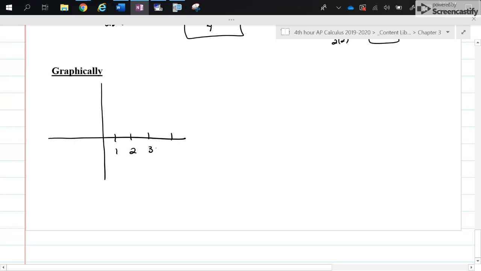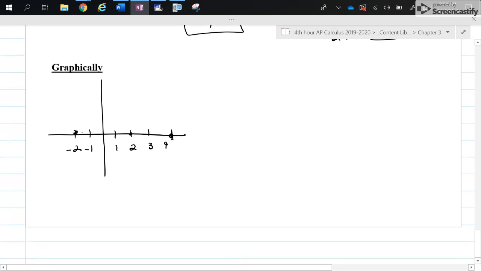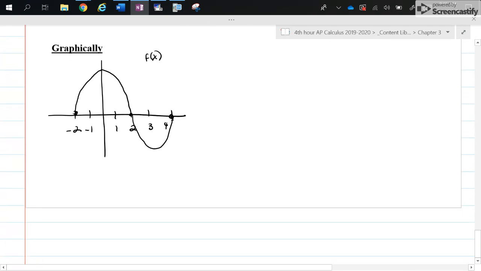So let's say here is my function f. My function f goes through negative 2 and 2, and also goes through 4. And it does something like, we're going to make it have a maximum at 0, and it's going to come down and have a minimum at 3. So this is my function f of x. Okay, so what I notice is that this function is increasing from negative 2 to 0.